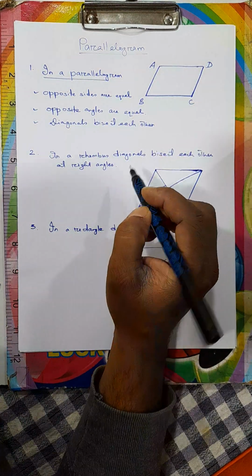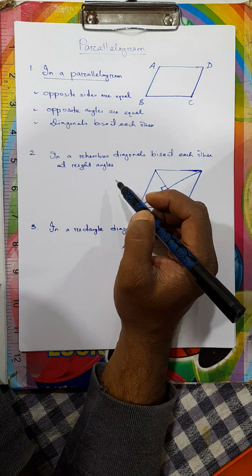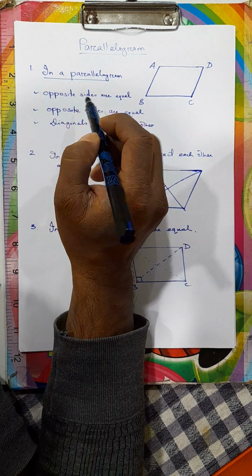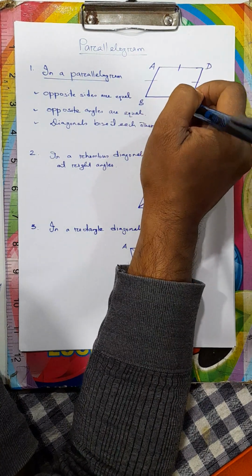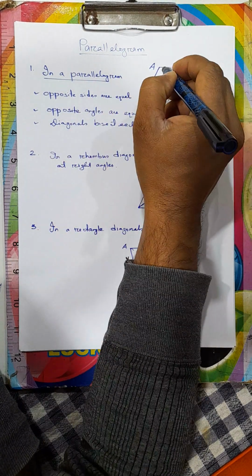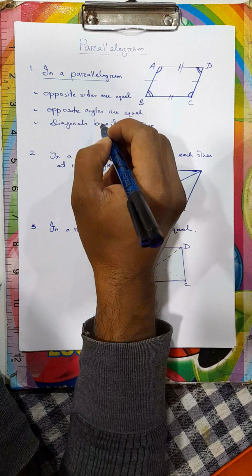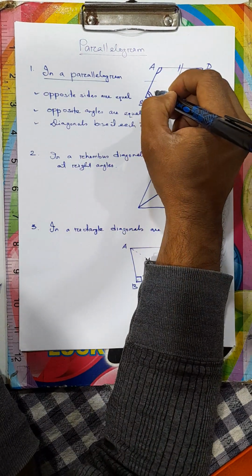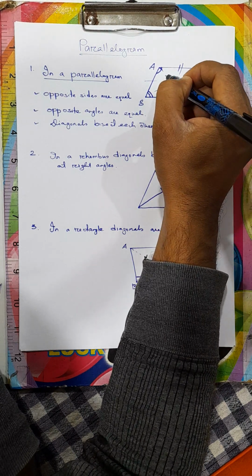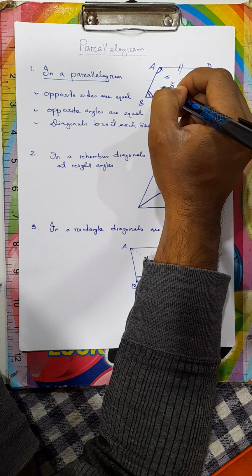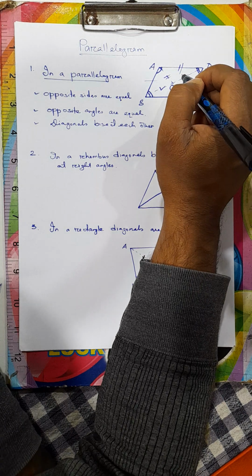Here we will discuss a few more sums on parallelogram. Earlier we discussed the properties of parallelogram, right? In a parallelogram, opposite sides are equal, AB equal to CD and AD equal to BC. Opposite angles are equal, angle A equal to angle C, angle B equal to angle D, and diagonals bisect each other. So if you join the diagonals, say their point of intersection is O, that means AO equal to OC and BO equal to OD, right? So these are the basic properties of parallelogram.